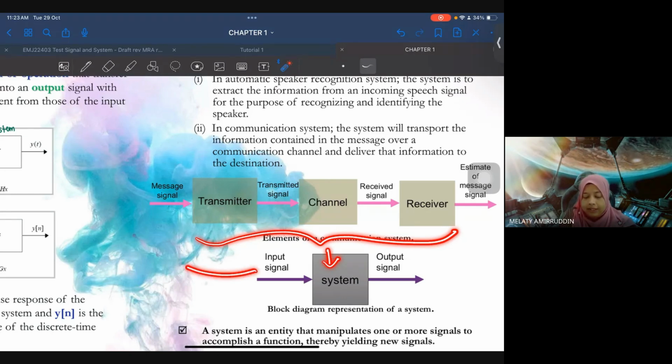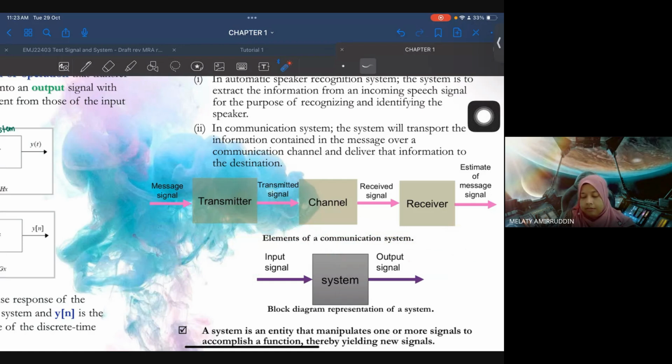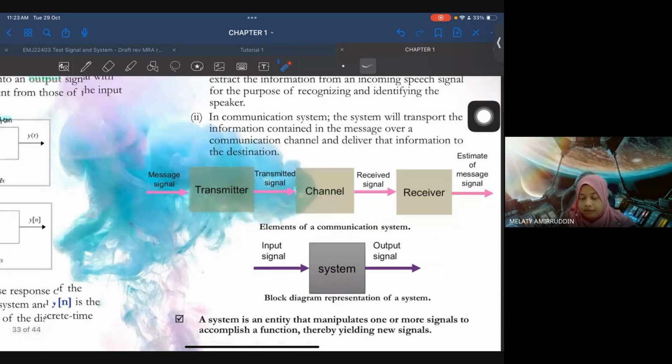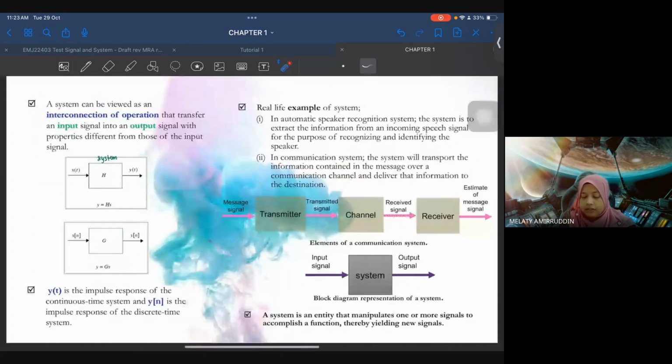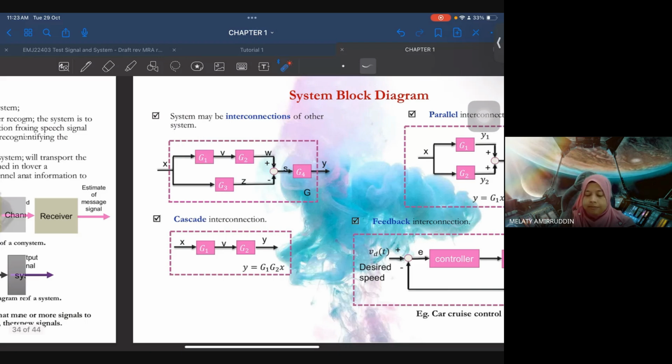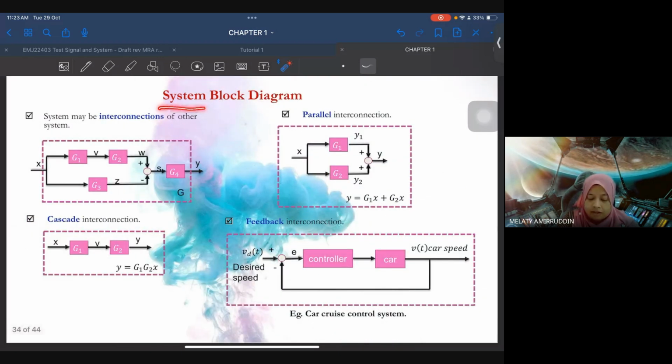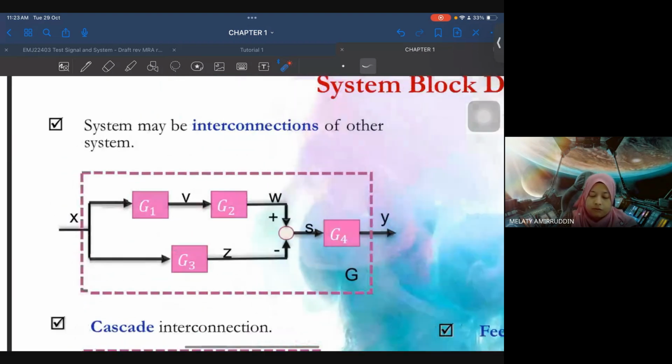Okay, input is the message signal, output is the message signal. Output signal is the estimate of the message signal. Okay, this is the system. Okay, so we have how many types? 4 types of block diagrams. Okay, so we go to the first one.